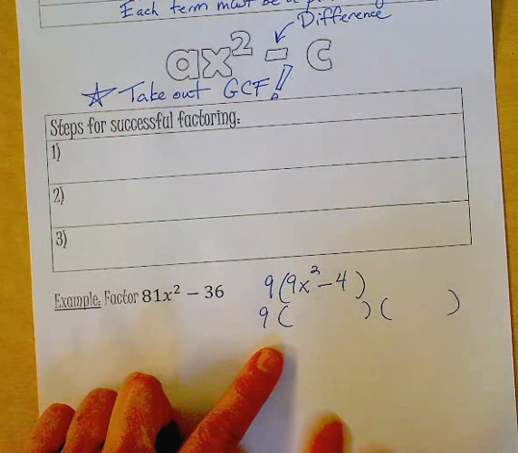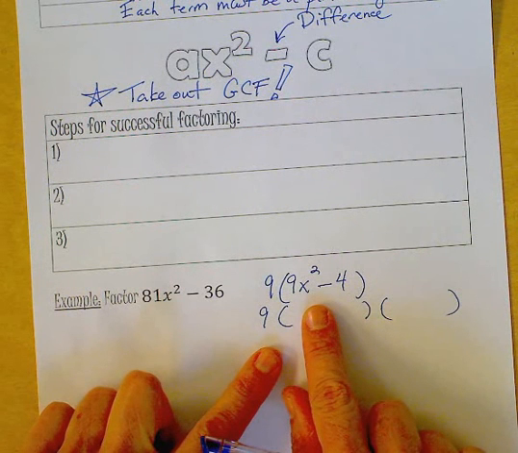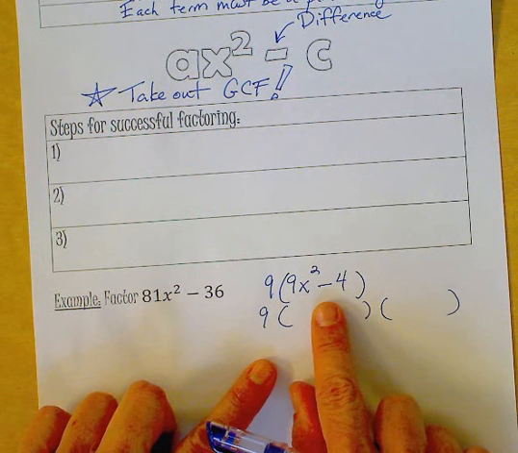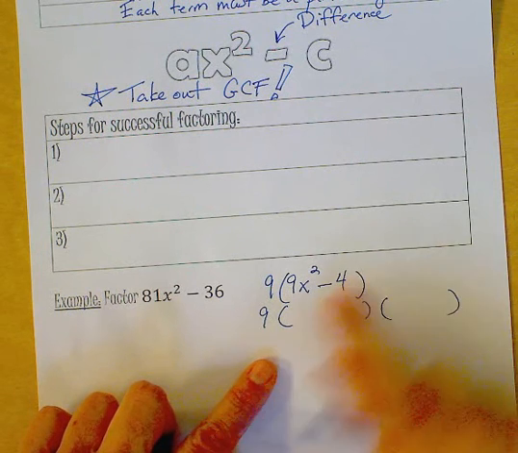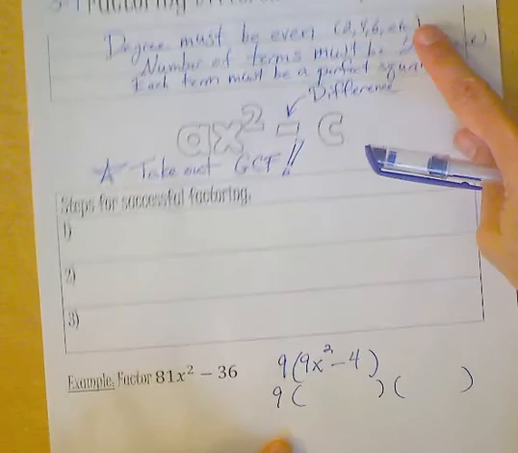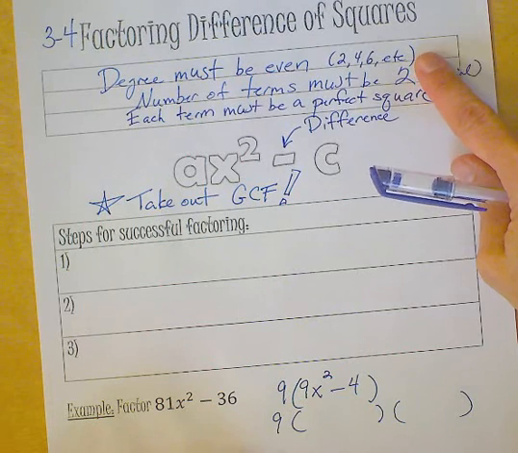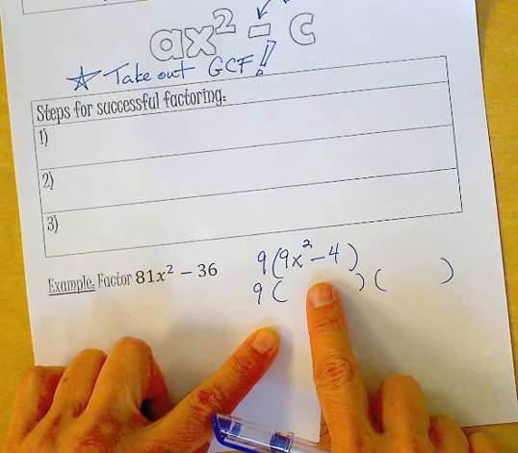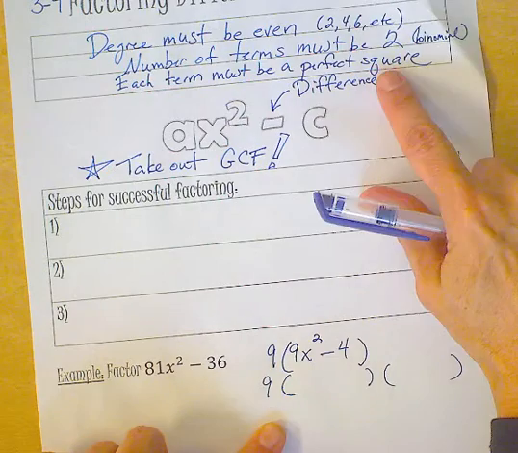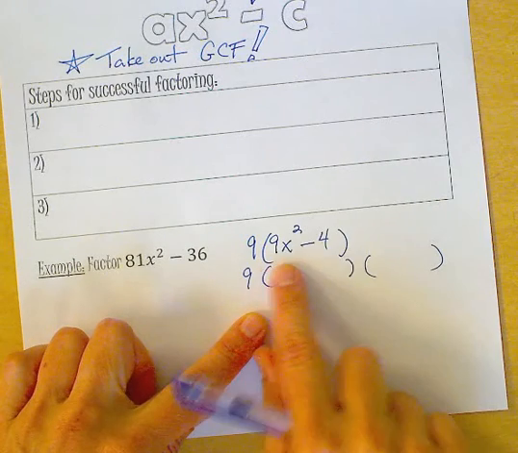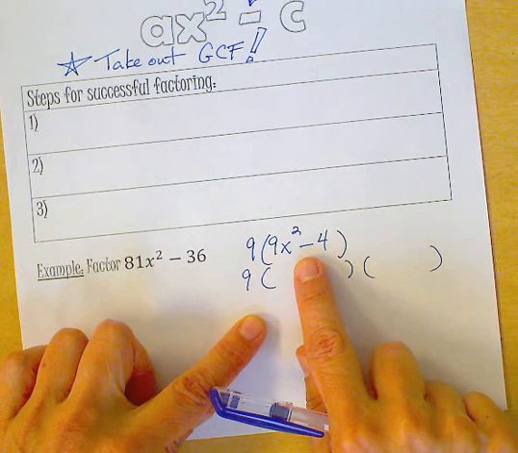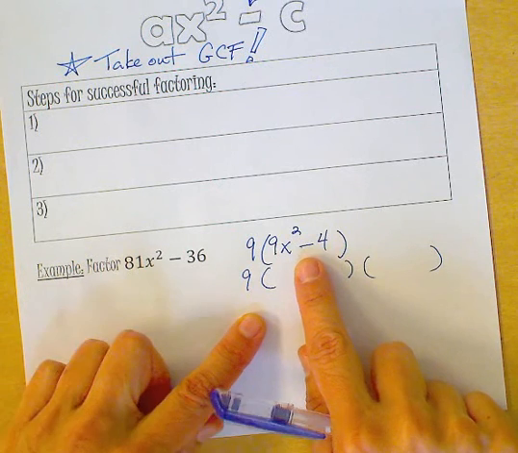What's the degree of this? What degree is this, the highest exponent? Yeah, so is it even? Yeah. Okay, so we got condition number 1, check. The degree is even. Condition number 2, the number of terms is 2. Is that true here? Do we have 2 terms? Yeah. Yep, so that's good. Each term must be a perfect square. Are these perfect squares? Yeah. Yep, and is it difference? Yeah.